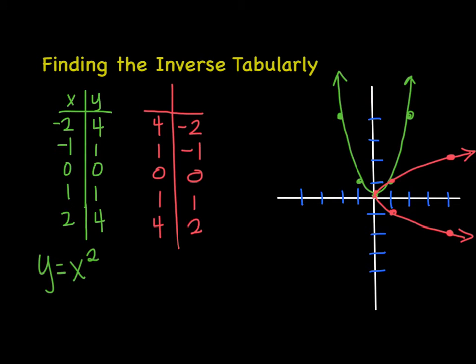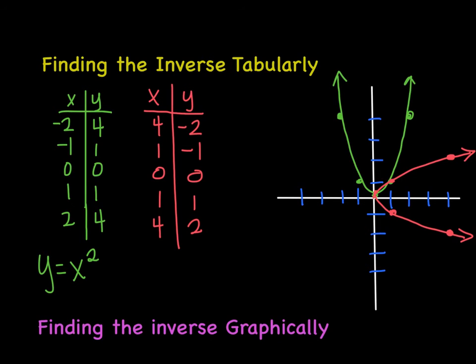This green graph and this red graph are inverses of each other. Notice if I now switch all of this table to find the inverse of this table, I would just end up back at this table. Remember, this is the do and the undo.